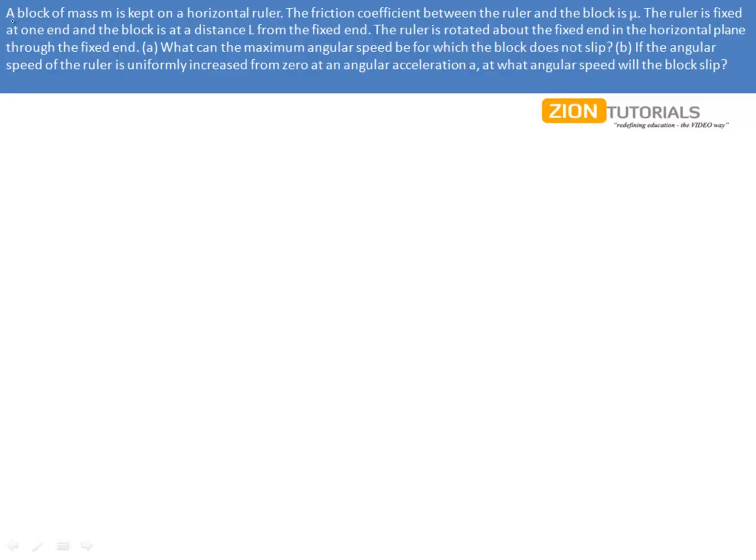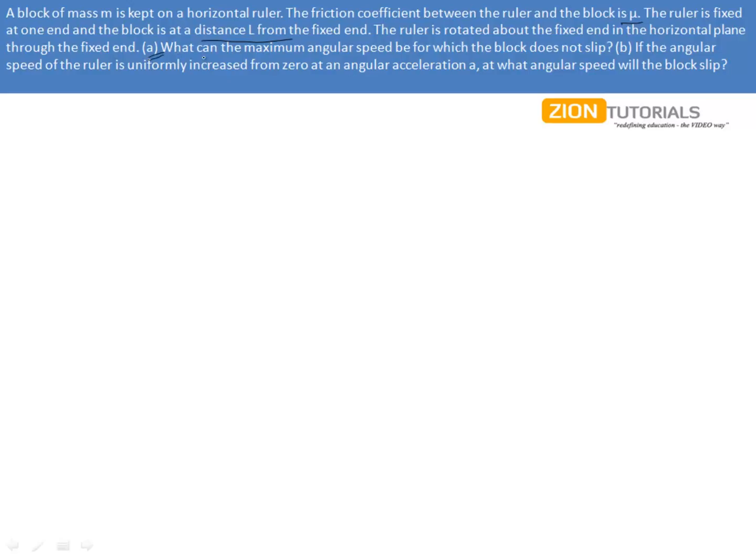As the question says, a block of mass m is kept on a horizontal ruler. The friction coefficient between the ruler and the block is mu. The ruler is fixed at one end and the block is at a distance L from the fixed end. The ruler is rotated about the fixed end in the horizontal plane through the fixed end.